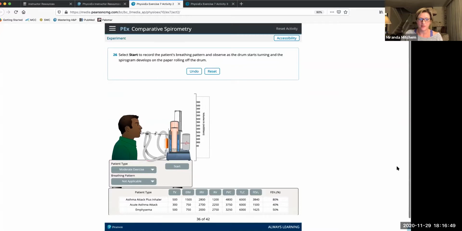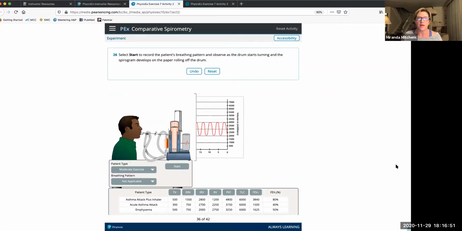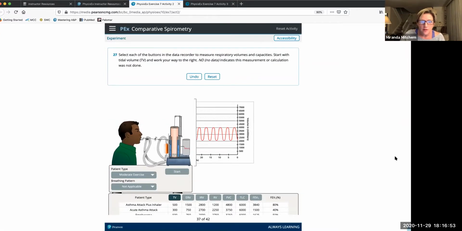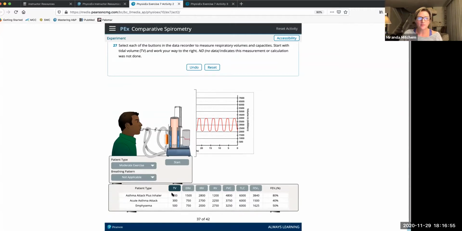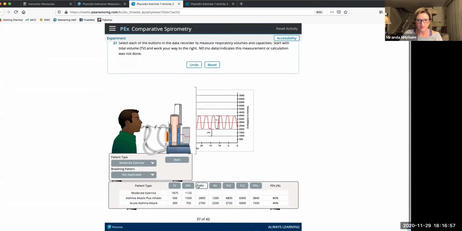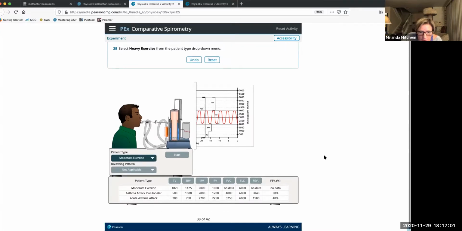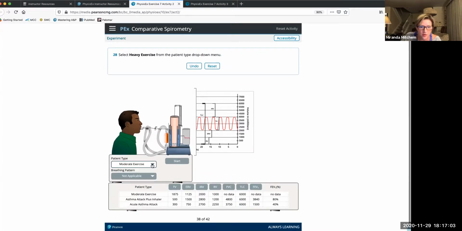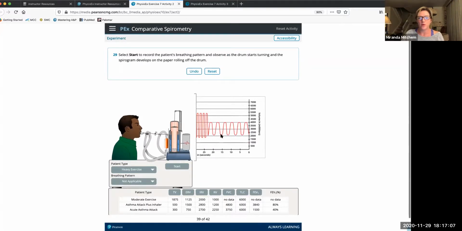Here we go. We're not going to change the breathing pattern here. Okay, let's get our data. Got it. Okay, and now we're going to go to heavy exercise, our last condition, and let's see. Whoa, look at the difference.